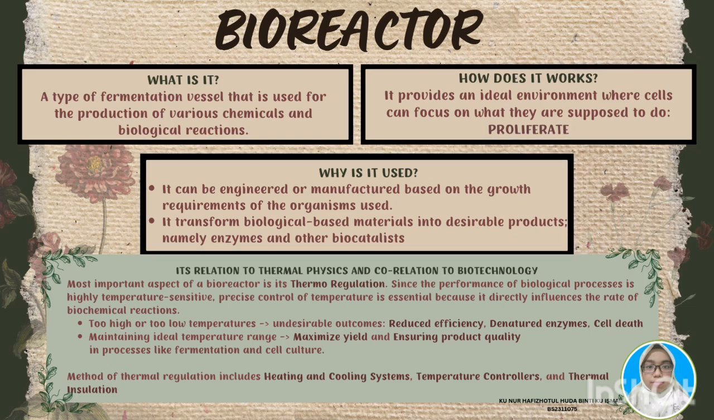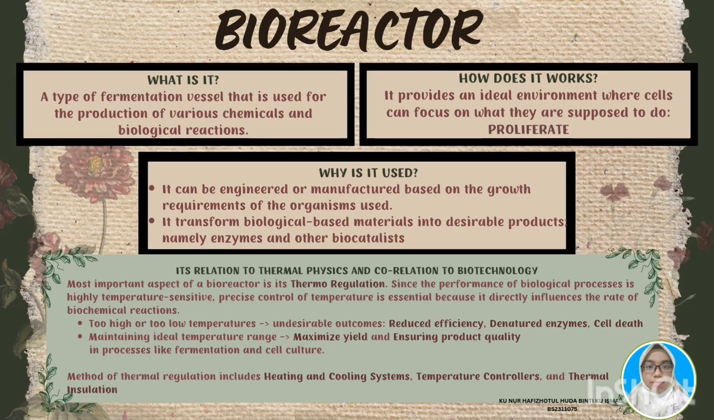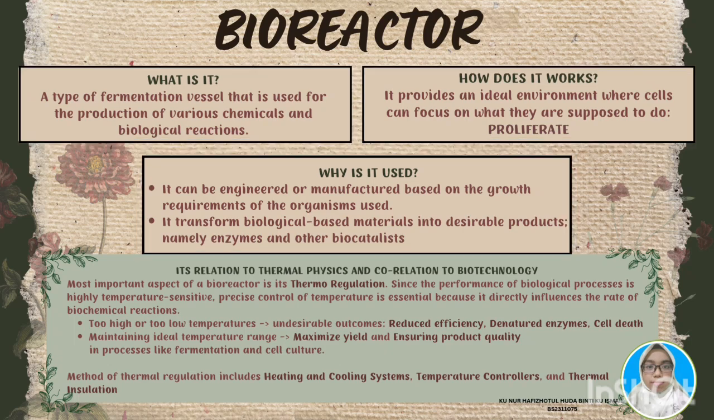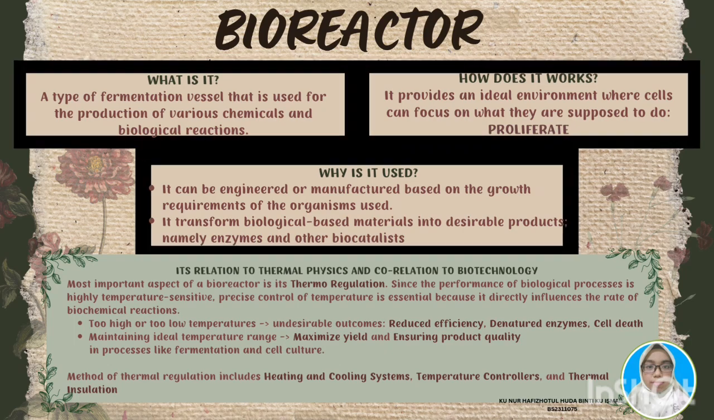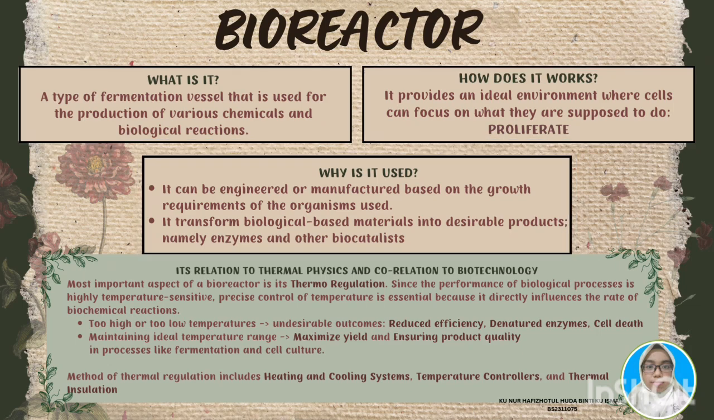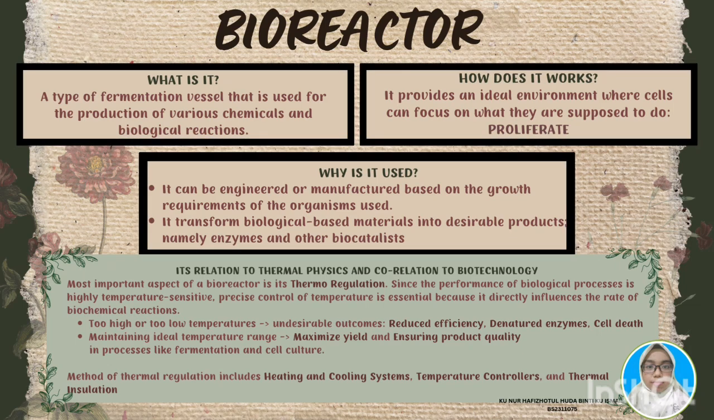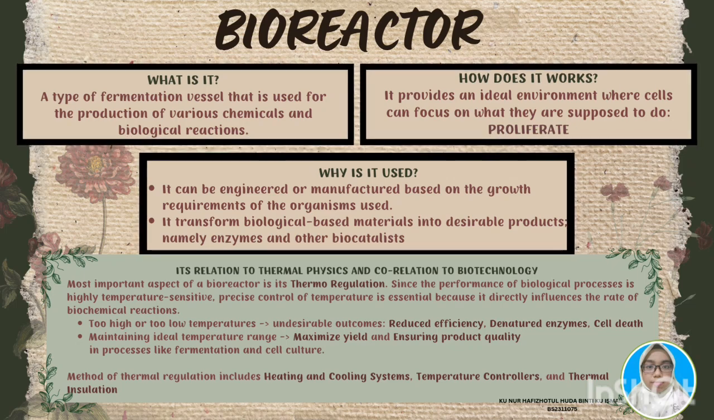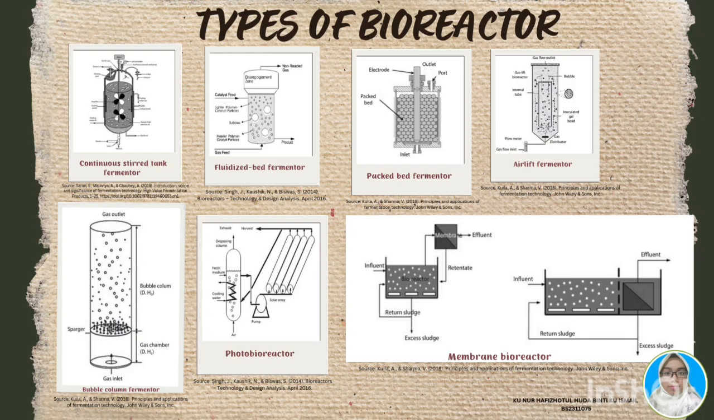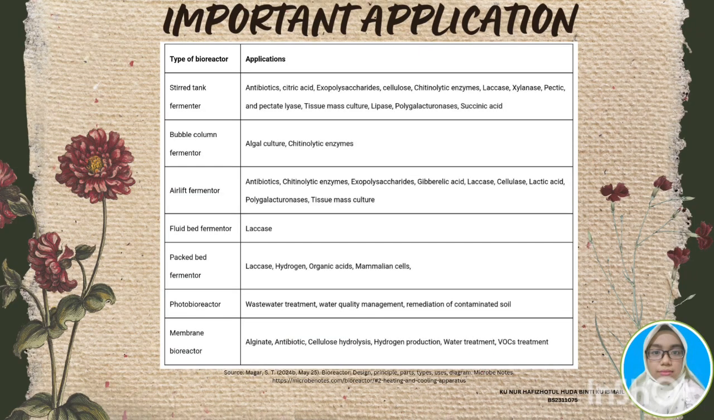Thermal physics is applied in bioreactors through thermoregulation. Highly proliferative cells are very sensitive to temperature, so we need to precisely control the temperature in this bioreactor. Too high or too low a temperature can lead to reduced production efficiency, denature the enzymes produced, and even lead to slaughter, which means we need to start all over again. Meanwhile, maintaining the ideal temperature range will maximize our production yield and ensure the production is of high quality. Thermoregulation includes heating and cooling systems, temperature controllers, and thermal insulation. These are the types of bioreactors that are available now, and these are some of the important applications of bioreactors.